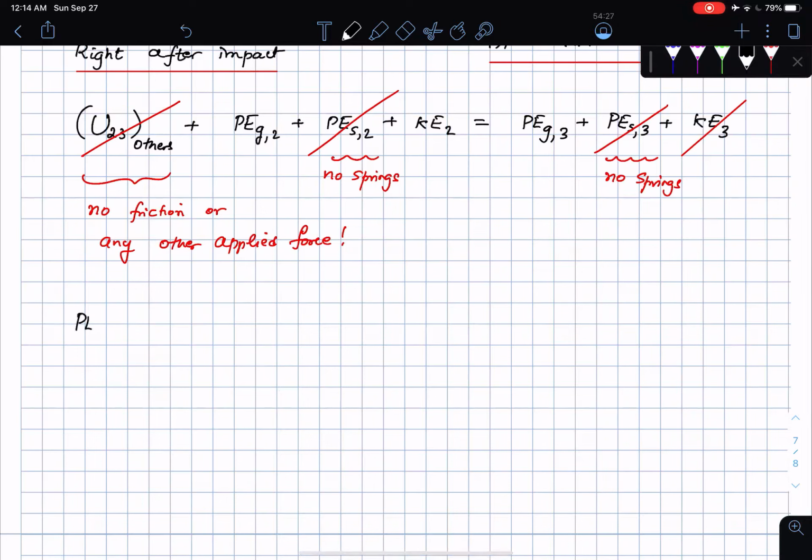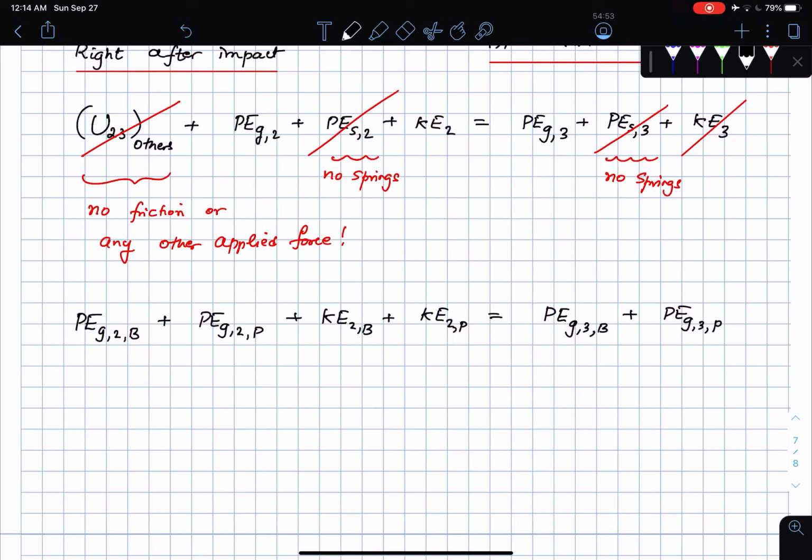So PE G2 for the ball, PE G2 for the pendulum combined together, plus KE2 of the ball, KE2 of the pendulum, is equal to PE G3 for the ball, PE G3 for the pendulum.